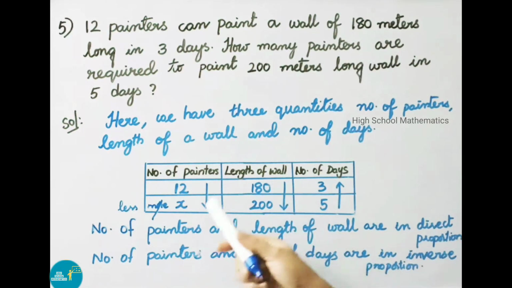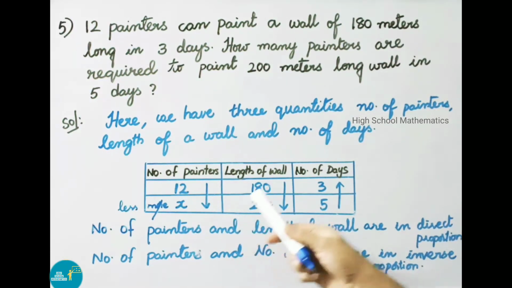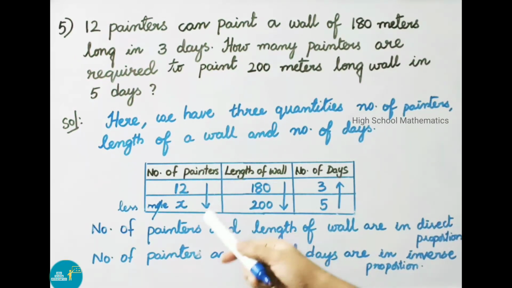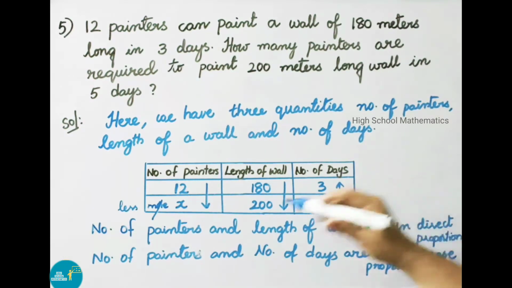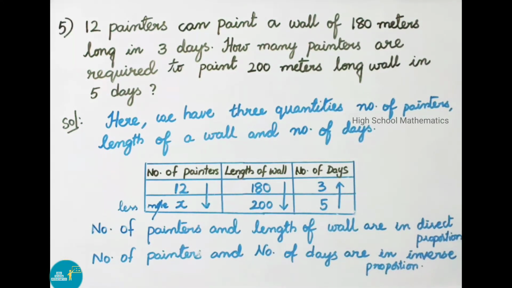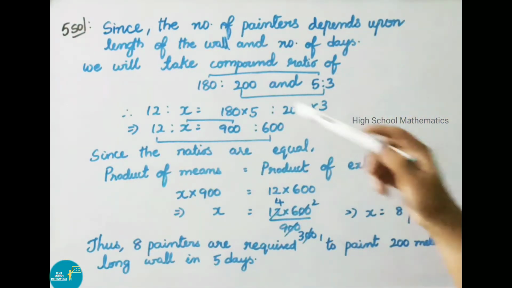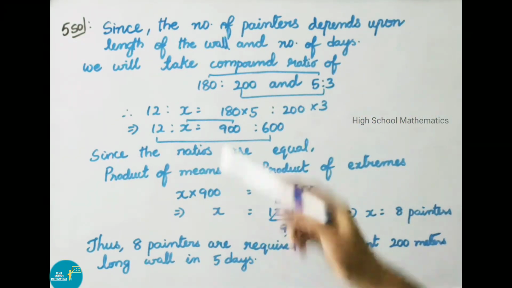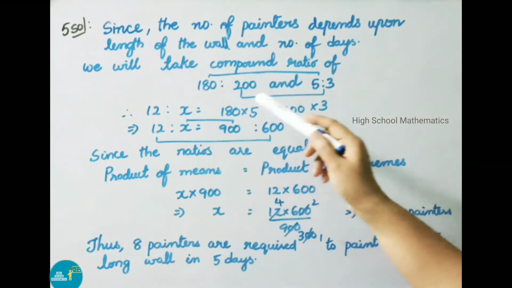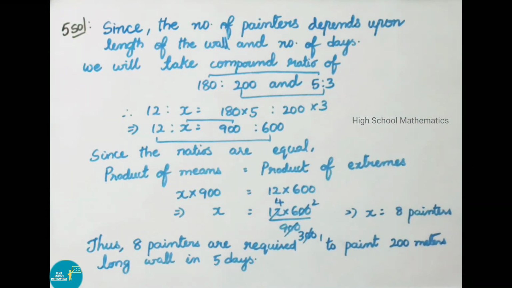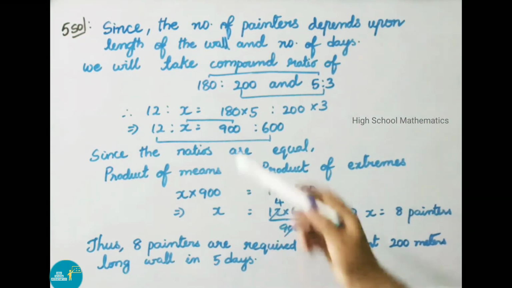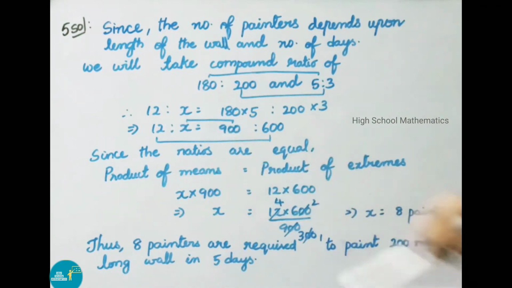Therefore, both number of painters and number of days are in inverse proportion. Therefore, we can say number of painters and length of wall are in direct proportion. Number of painters and number of days are in inverse proportion. So, here we represent with opposite arrow for number of days. Since the number of painters depends upon length of the wall and number of days, we will take compound ratio of 180 is to 200 and 5 is to 3. Therefore, ratio of number of painters, that is 12 is to x, is equal to compound ratio.